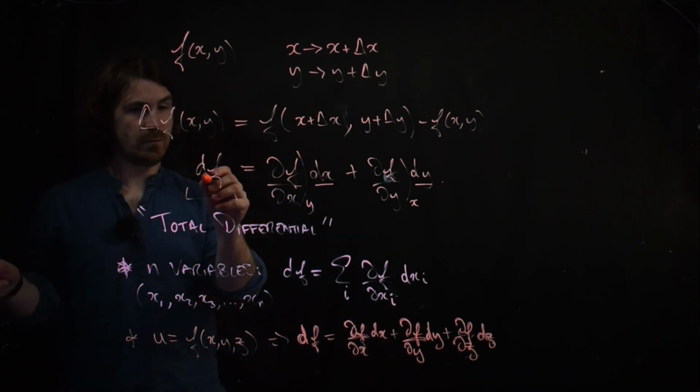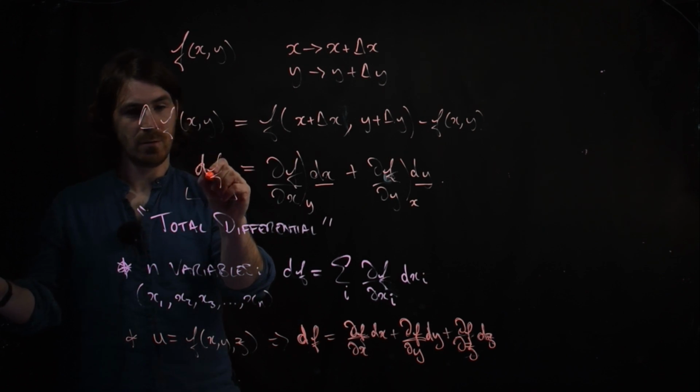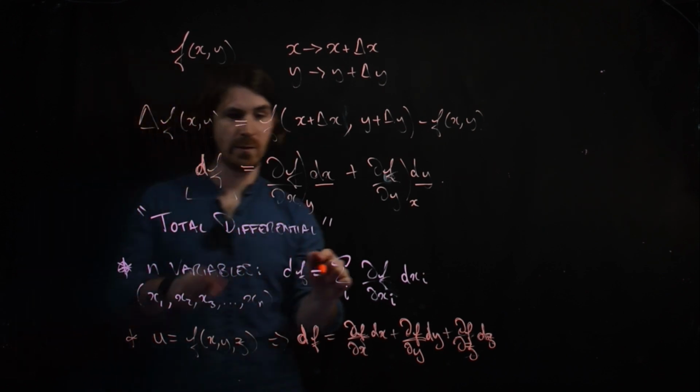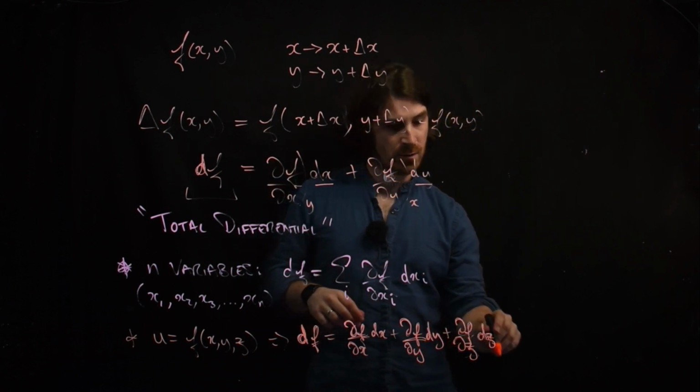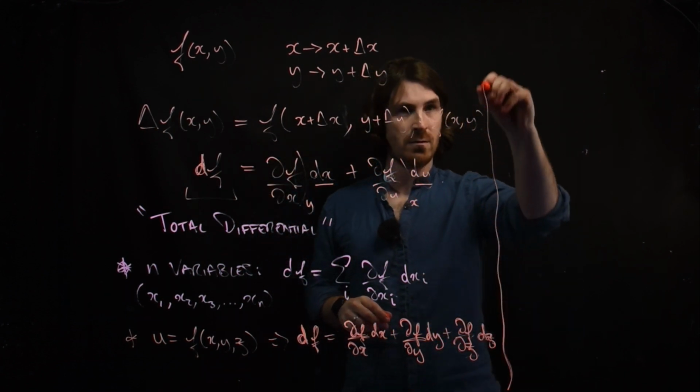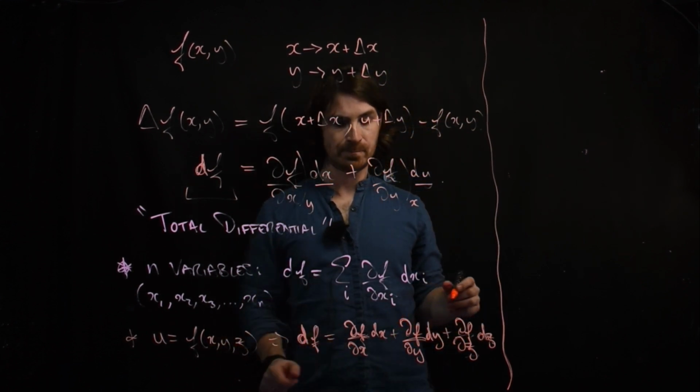Okay, note that this df is a normal d, and these things are partial d's. Okay, these are curly d's. All right, so let's see what we can do with this.